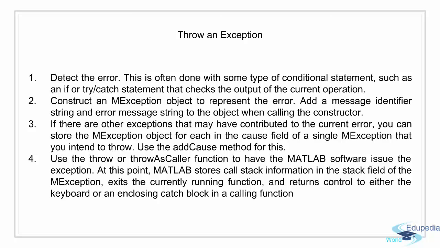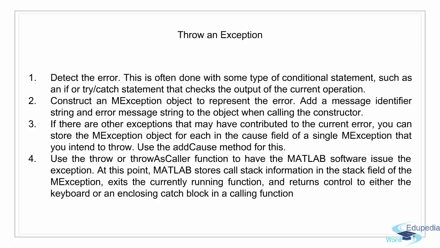Second is to construct an MException object to represent the error. Here it is recommended to add a message identifier and error message string to the object when calling the constructor. Third is to take care of other exceptions that might have occurred or contributed to the current error. Here you can store the MException object for each in the cause field of a single MException that you intend to throw. Basically, you are combining all the exception causes into one and throwing a single exception to the program.